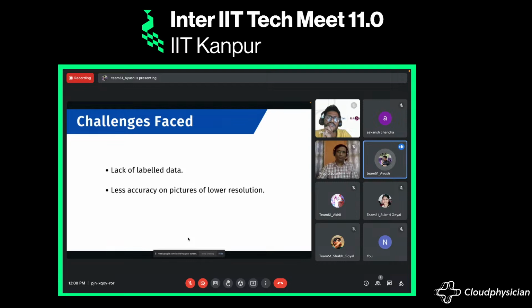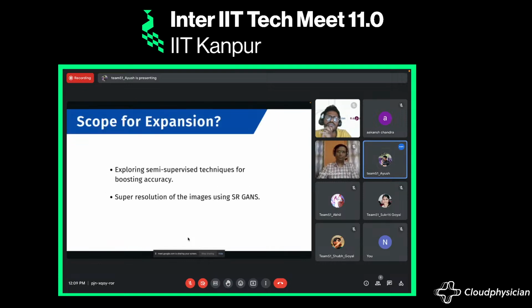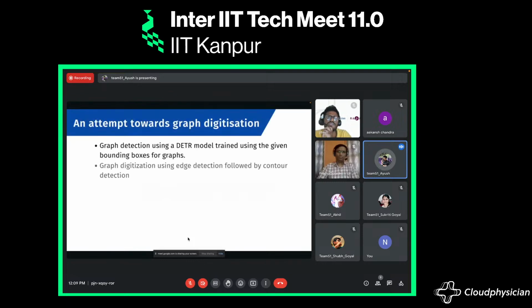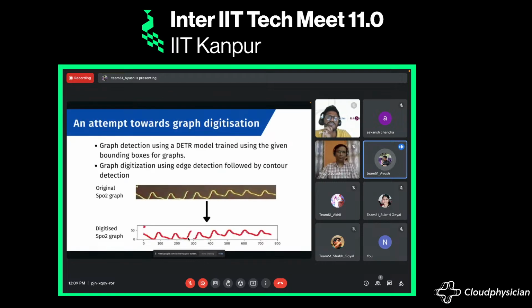The DETR model for vital extraction also works because there's a standard color coding for certain vitals, such as, if I remember correctly, SpO2 is meant to be green. We actually looked into that. On a few images from the unlabeled dataset, we did test our model, and it worked pretty well from what we could see. Now, towards the graph digitization.